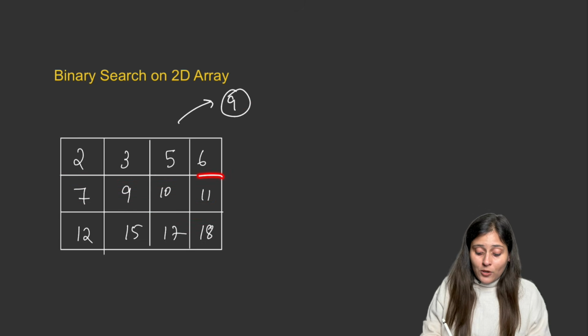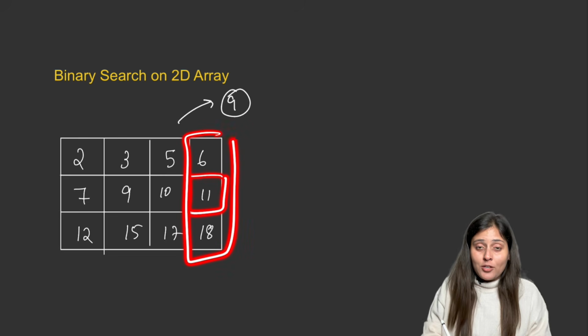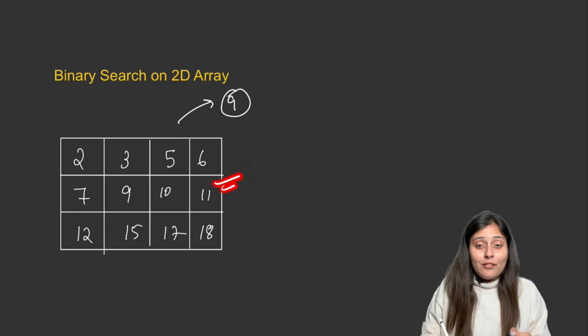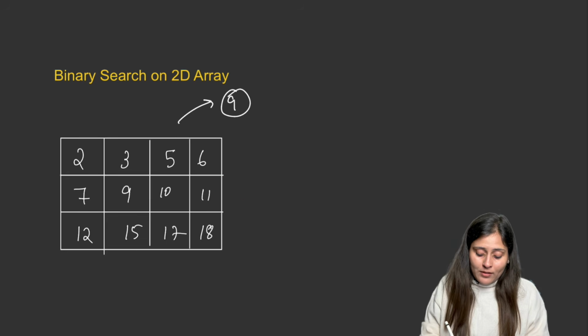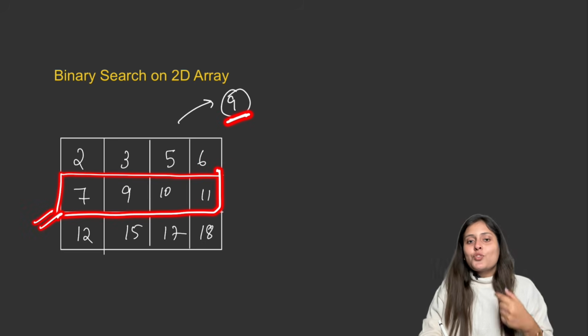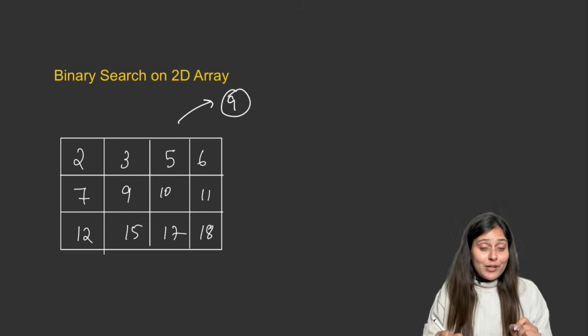So hence with this concept we can apply binary search on the column first, either the last column or the first column based on your condition, and then get the valid row. And once you get the valid row, then you will apply binary search on this row to search that element 9. So what is the time complexity it took to search that element?